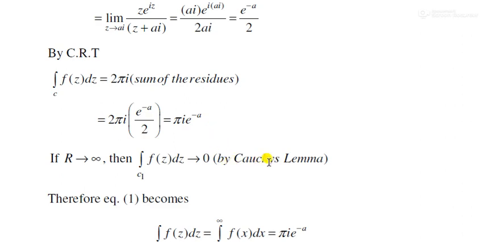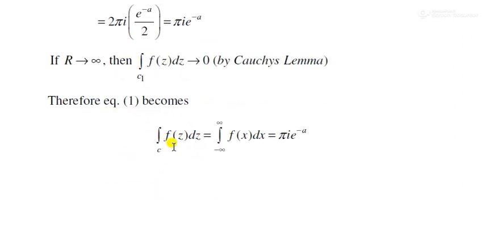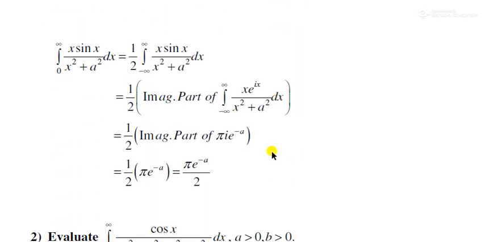Again by the concept of Cauchy's lemma, as R approaches infinity, the integral over C1 of f(z) dz approaches 0. Therefore, equation 1 becomes the integral over C of f(z) dz equal to the integral from −∞ to ∞ of f(x) dx, equal to πi e^(−a)/a. And the integral from 0 to ∞ of x sin x/(x² + a²) dx will be equivalent to 1/2 times the integral from −∞ to ∞, which is nothing but the imaginary part of x e^(ix)/(x² + a²). We know the answer for this as πi e^(−a), and this is equivalent to π e^(−a)/2.